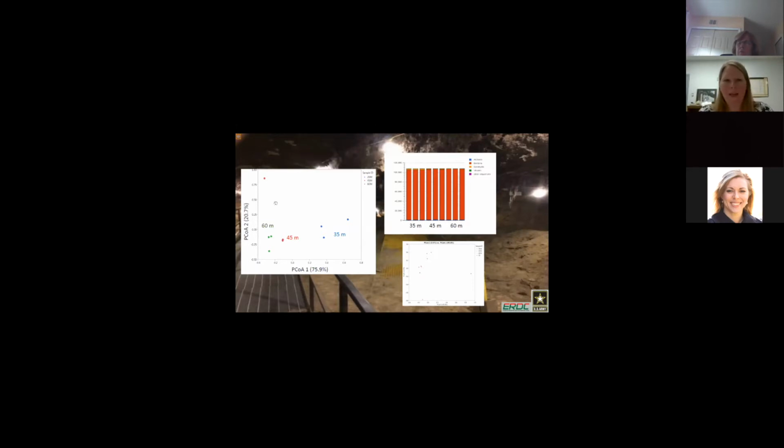And again, this plot is showing that samples that are closer together, those communities are more similar, and ones that are farther apart are more different. The x-axis is PCoA1, and that captures the most variation in the system, so that's important.